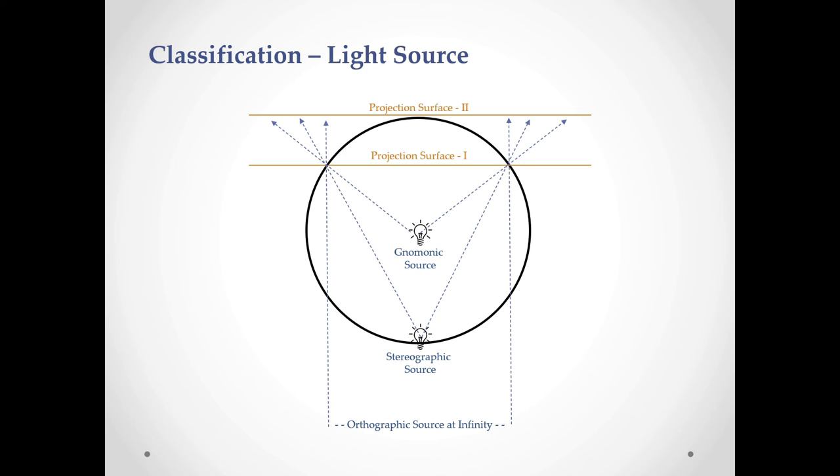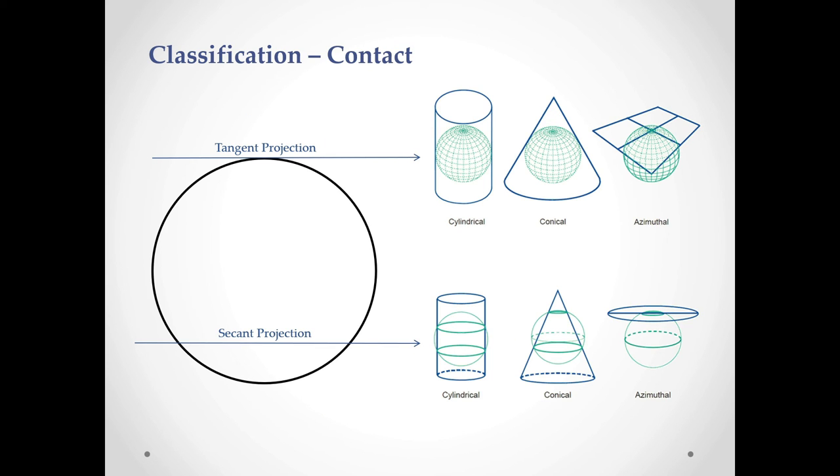Classification of light source. This is orthographic projection, where the source of light is at infinity. This is the stereographic source. This is the gnomonic source. And this is projection surface 1, the secant projection. This is projection surface 2, the tangent projection. As for the developable surface, this is the cylindrical projection, this is the conical projection, and this is the azimuthal projection.